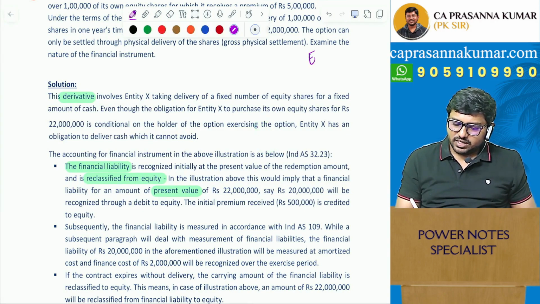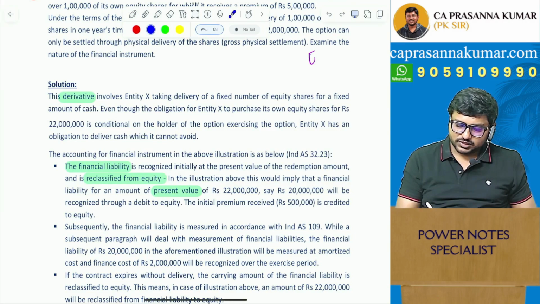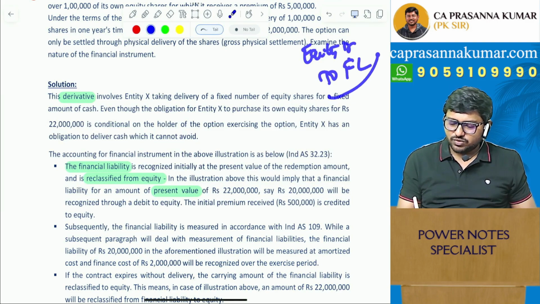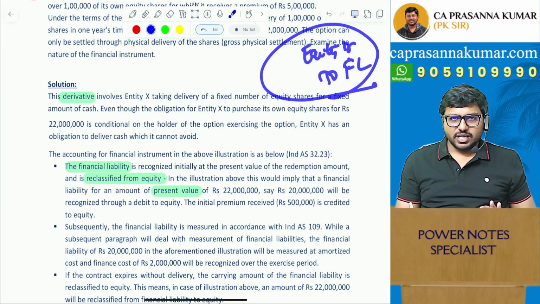The entry will be: equity debit. So equity will be reduced, to financial liability. So a financial liability is getting created. It will be like this only.